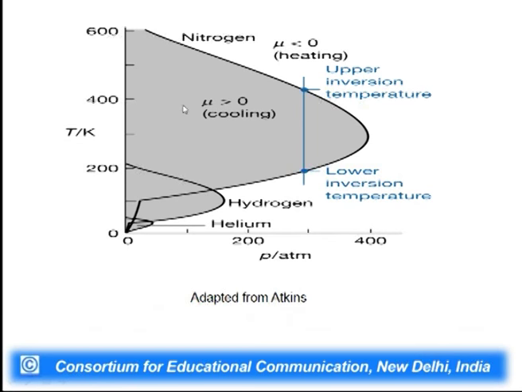This is again for nitrogen. For hydrogen, this curve shifts, and you can see it is below. For helium, it will again go below.